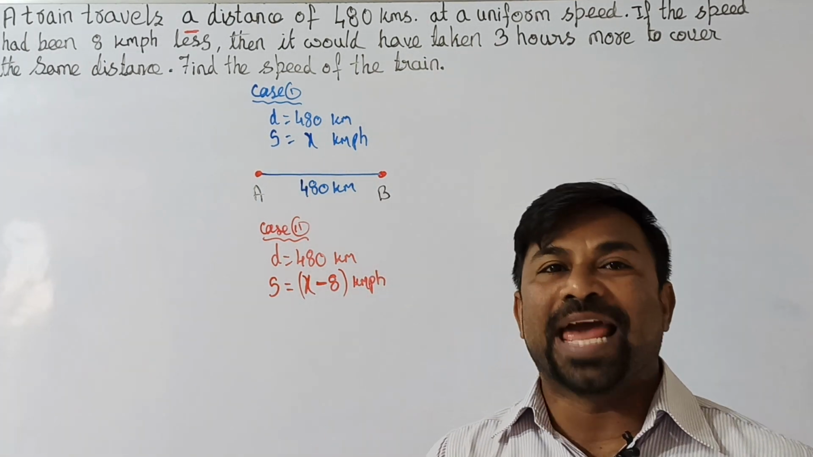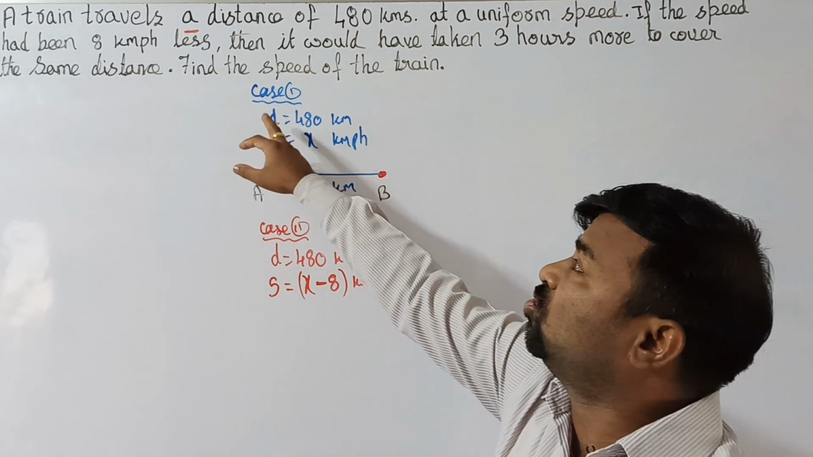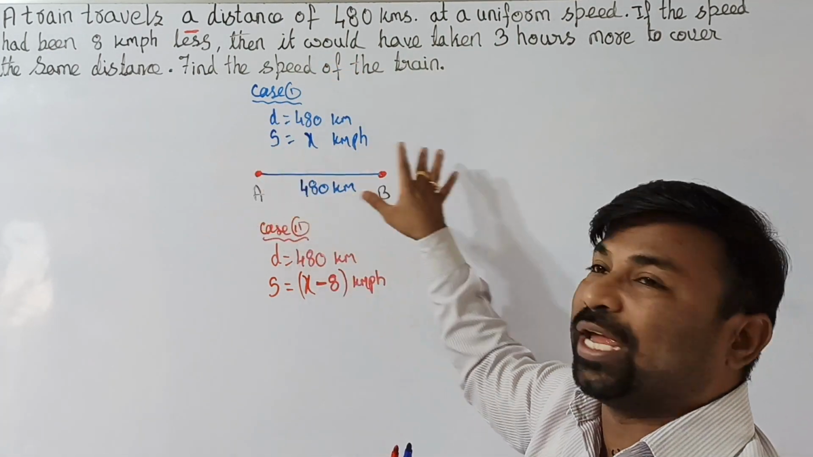So we got two scenarios. The first scenario: speed is equal to x, distance is 480.